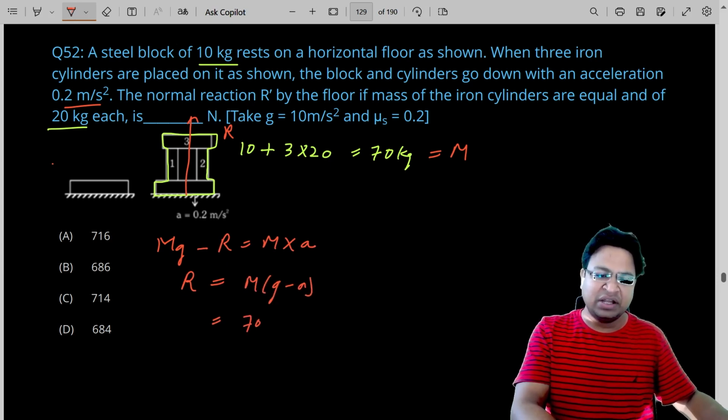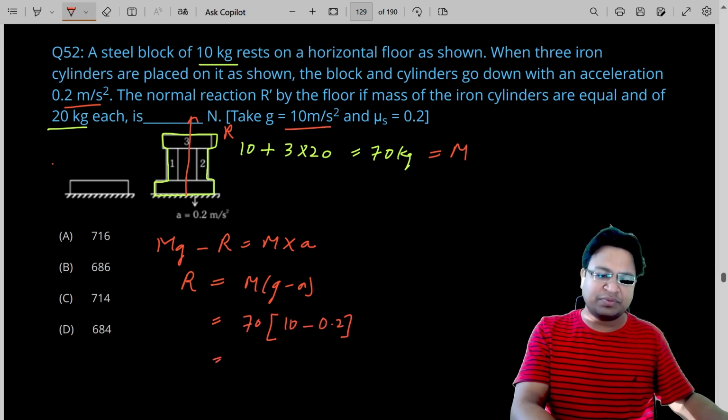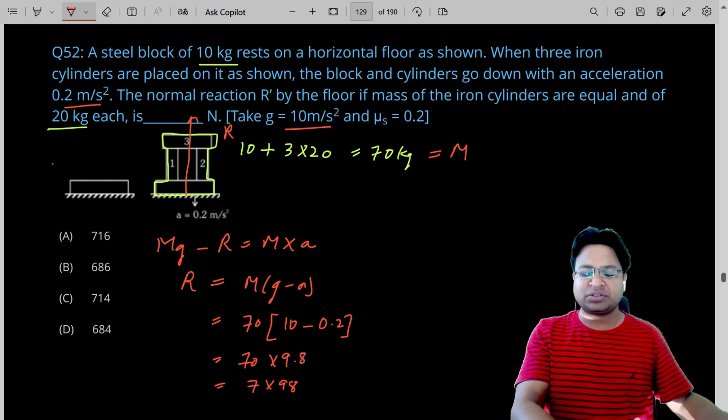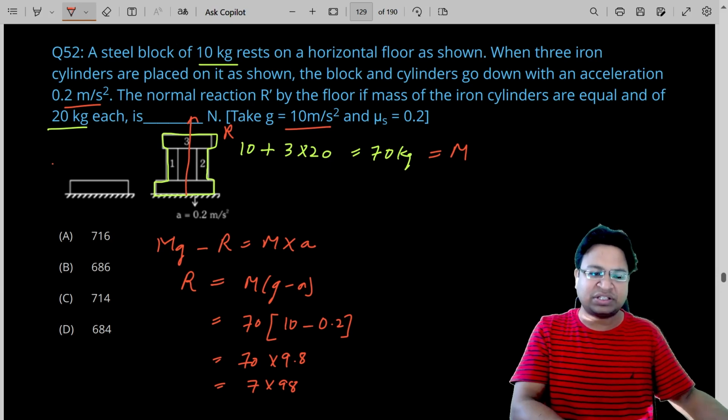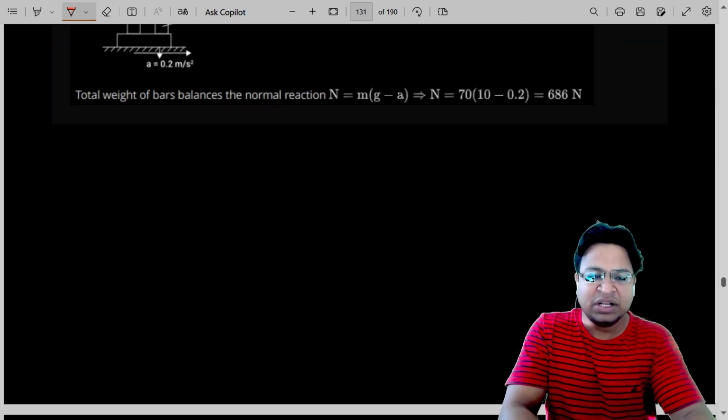M is 70, g is given to be 10, so 10 minus 0.2. So this becomes 70 into 9.8, which would be like 7 into 98. So this should be close to 686. Okay, so 700 minus 14, so 686 should be the correct value. So option B would be the right answer here.